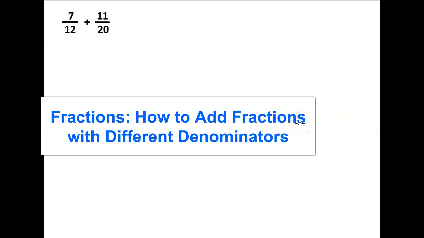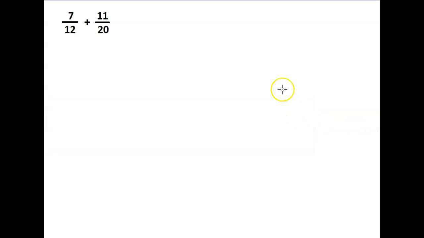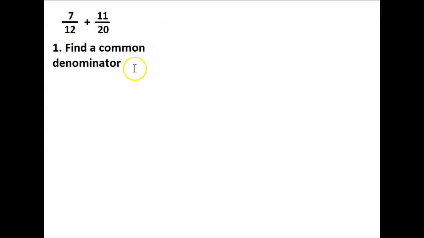Fractions. How to add fractions with different denominators. So we have 7 twelfths plus 11 over 20. The first thing we need to do is find a common denominator.